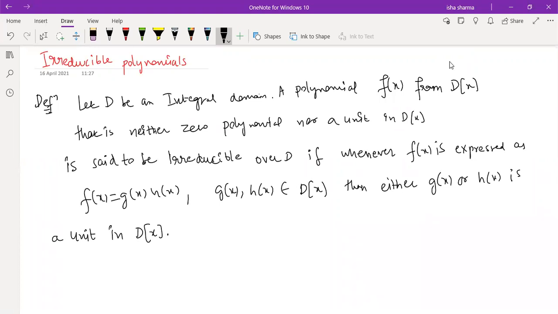So this is the definition of an irreducible polynomial, that we say a particular polynomial is irreducible over an integral domain D. First condition is it should not be a zero polynomial, it should not be a unit itself. And then if we express that polynomial as a product of two other polynomials belonging to the same polynomial ring, then either g(x) or h(x) is a unit. So in other words, we cannot express a polynomial as a product of two non-unit polynomials.